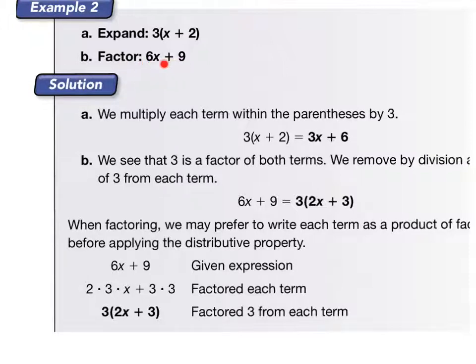Factoring means to divide. So if you write this down, 6X plus 9, and we want to factor. We see that 3 is a factor of both terms. So we remove the 3 by dividing a 3 from each term. 6X divided by 3 is 2X. Now notice whatever I divide by the 3, it goes in the front of the parentheses. So I divide the 6X by 3 and I get 2X. 9 divided by 3 gives me 3. And that 3 that I divided by goes in front. Okay, so that's that example.